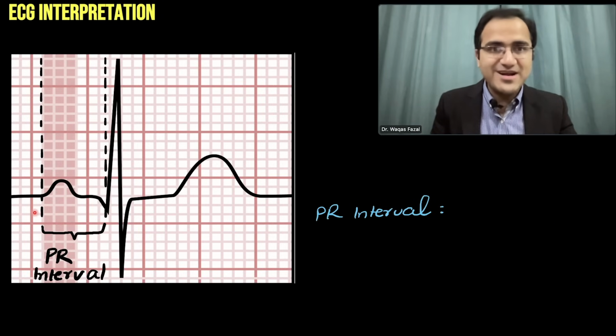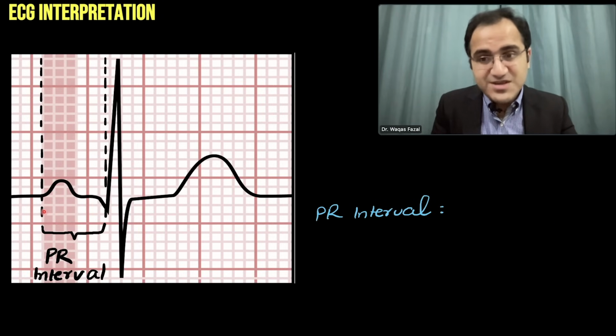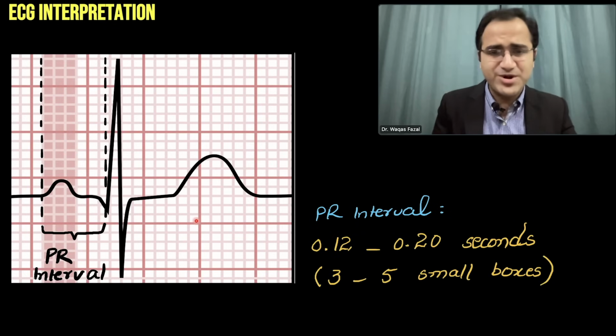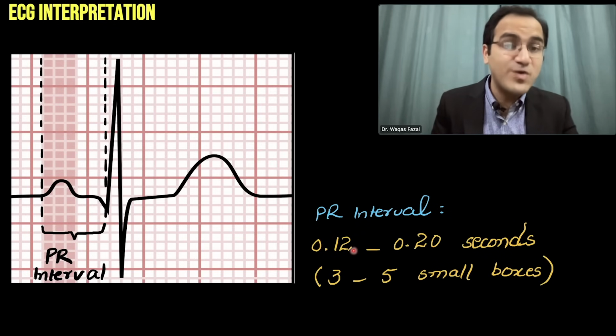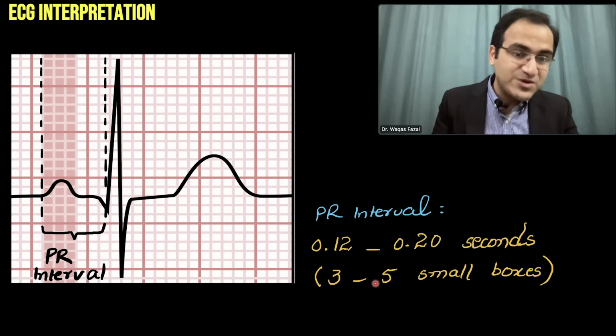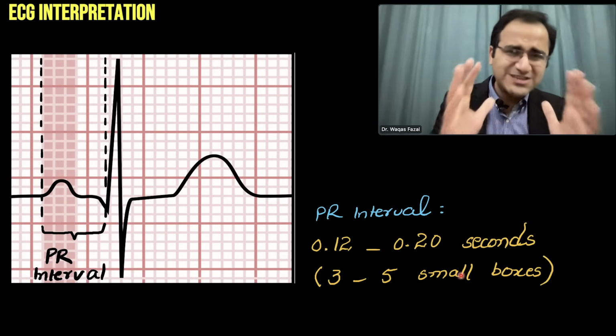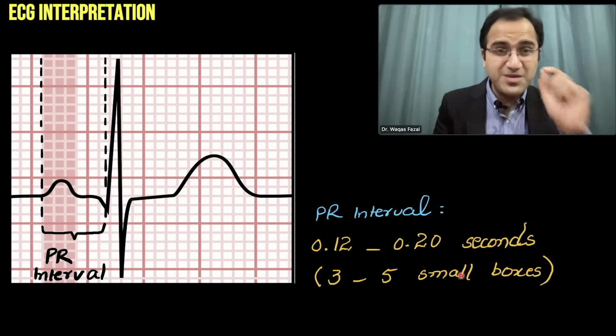Now coming to PR interval. PR interval starts from the start of P wave to the start of R wave. This is PR interval. PR interval is very important. PR interval should be 0.12 to 0.20 seconds, which is equal to 3 to 5 small boxes. So that's why I was stressing on the previous slide. Memorize those numbers.